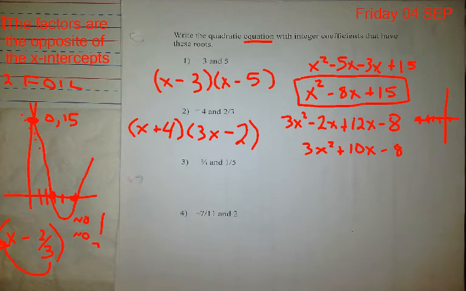So my parabola goes down like this, and then back up like this. And see, it crosses this y-axis right here at negative 8. And how do I know that? Because this says right there, the last number is negative 8. That means that's the y-intercept. So the two x-intercepts, negative 4 and 2/3, right? The y-intercept is that. Okay, so now let's do one that's all fractions.